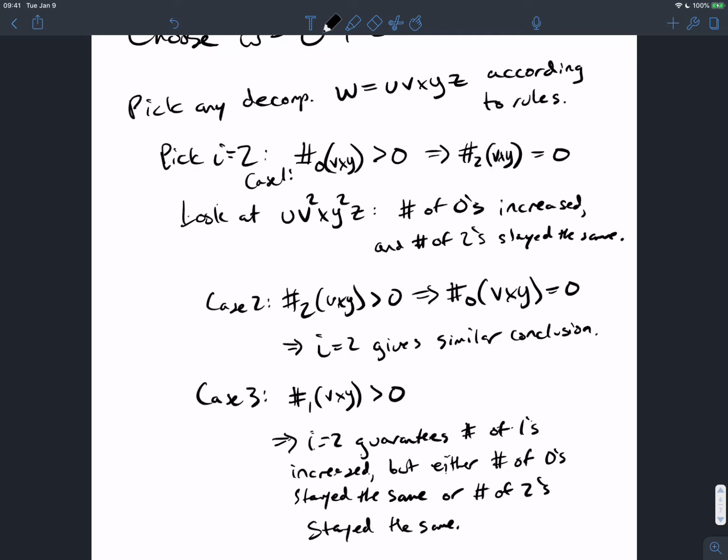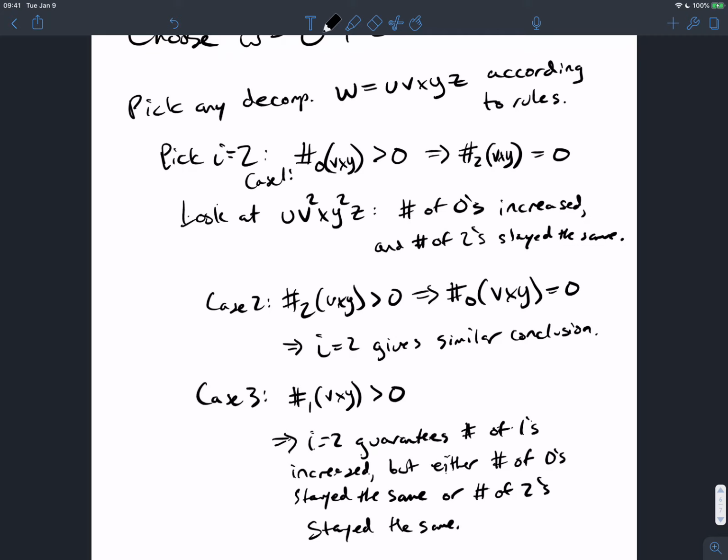If all the zeros are in X, and the zeros have increased, but you say, like, number of zeros and ones? I don't need to worry about the ones for that case. As long as I guarantee that the number of twos stayed the same, that's all I need.